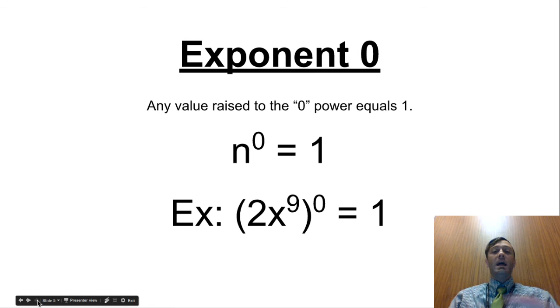Exponent 0. Anything raised to the 0 power equals 1. n to the 0 equals 1. So if you see a bunch of stuff in parentheses with a 0 as an exponent, done.